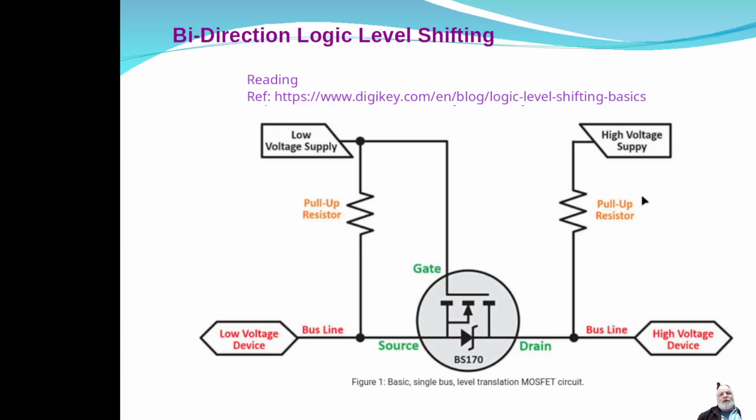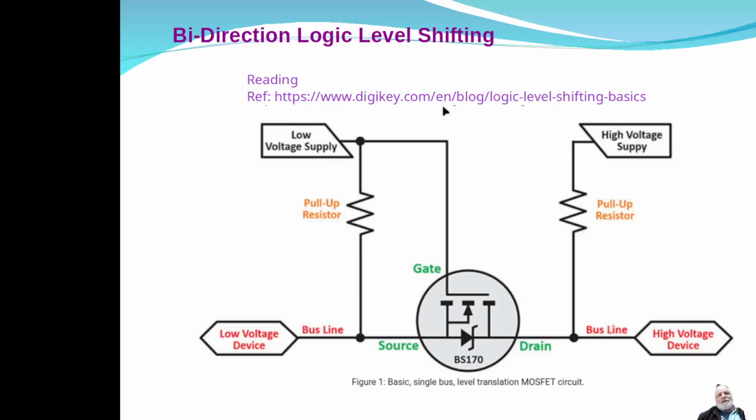But before you pick your MOSFET here, you need to make sure that the MOSFET can handle whatever that highest voltage can be. But this is an interesting circuit here because it allows the device on the right, the high voltage device, to send data into the low voltage device, or the low voltage device can send data into the high voltage device, and you're just using a single transistor.